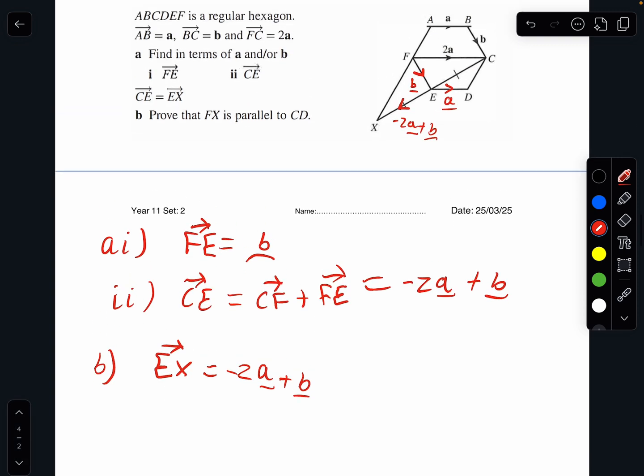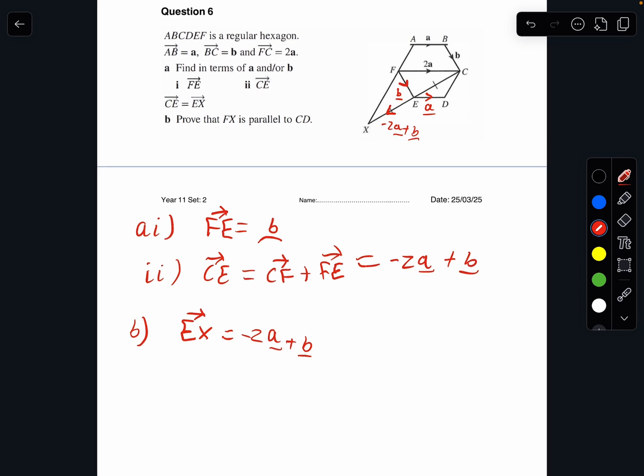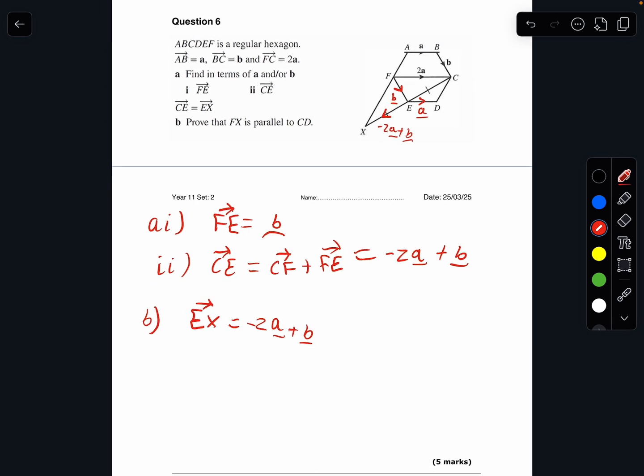And I want to prove F to X is parallel to C to D. So I need to work out C to D first of all. Well, C to D is going to be the same as C to F plus F to E. I don't know why I've not just gone C to E. Let's just do that instead, because I know what C to E is. C to D is going to be C to E plus E to D, which is minus 2a plus b plus a, which is just minus a plus b, or b minus a, whichever way you want to write it.